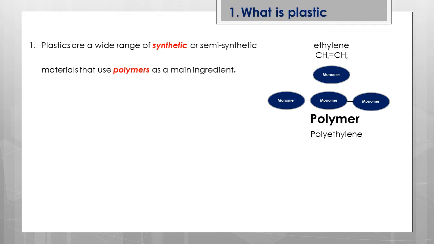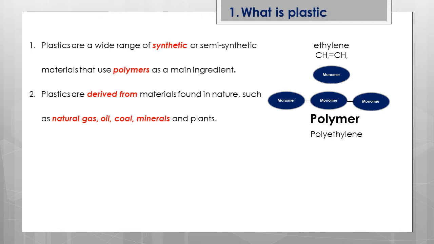In the example here, ethylene is a monomer, and with multiple ethylene together it becomes polyethylene. So this process is done artificially. That is why plastic is a synthetic polymer, and this process leads to the production of plastics. The basic raw materials for making plastics are derived from natural gas, coal and minerals. Let's see the flow of those derivations.